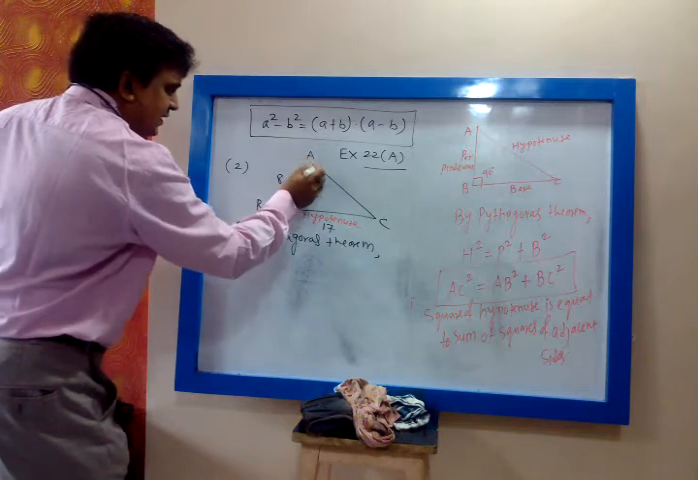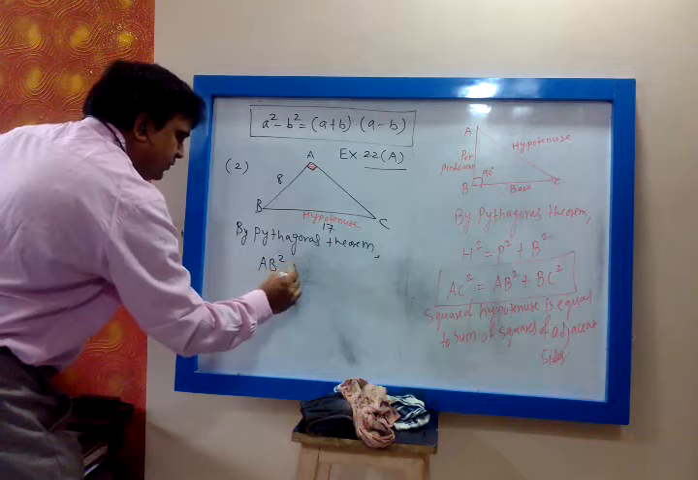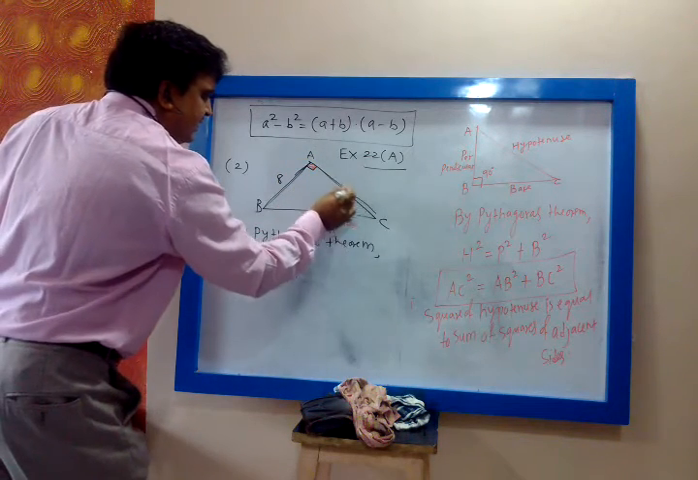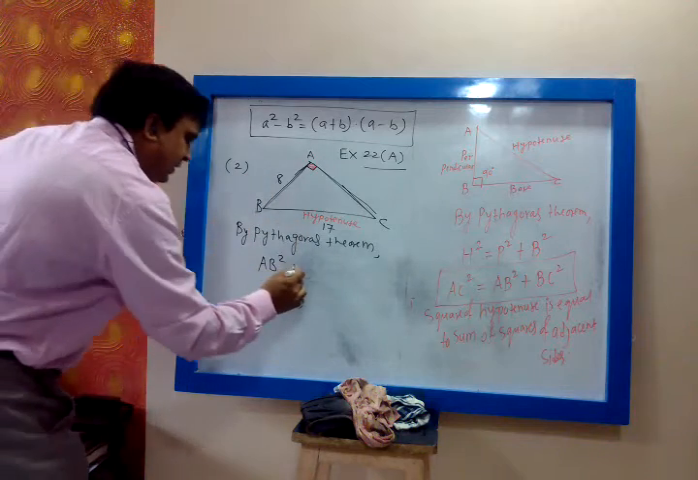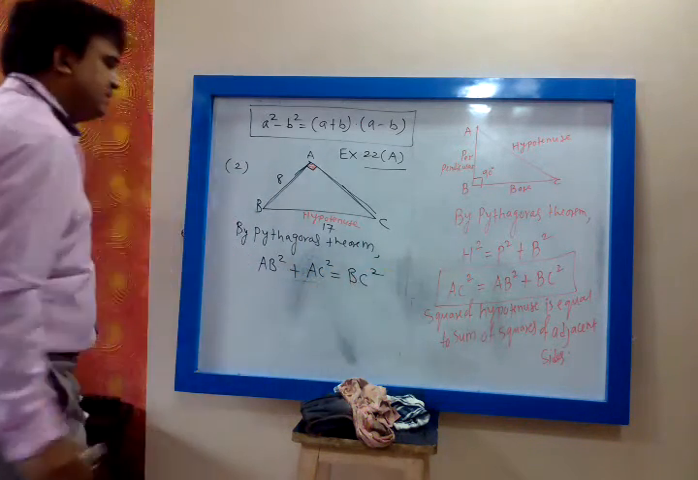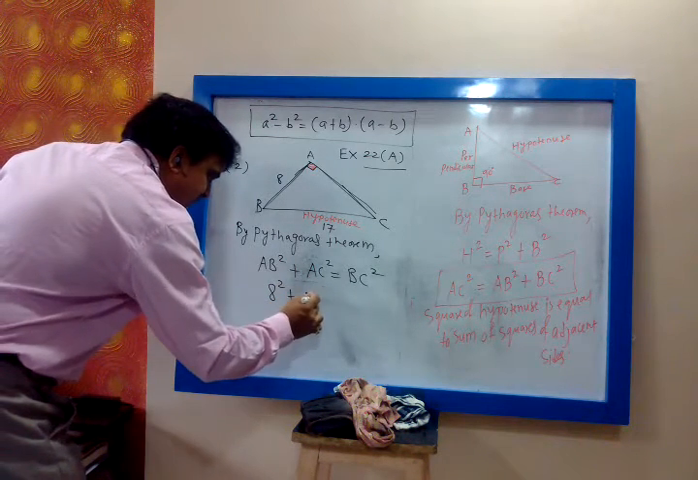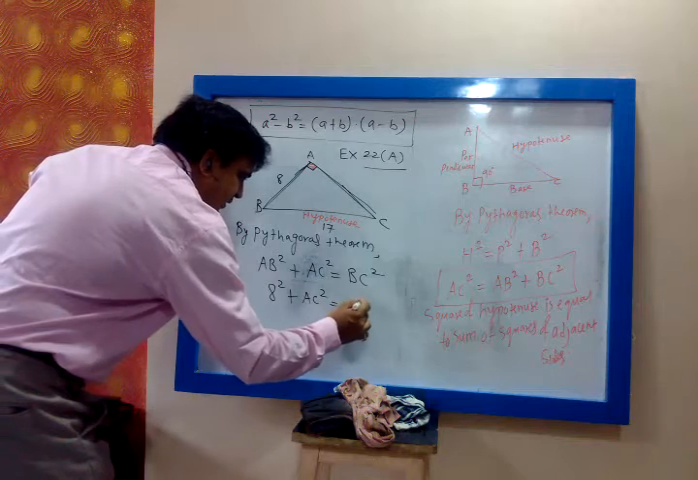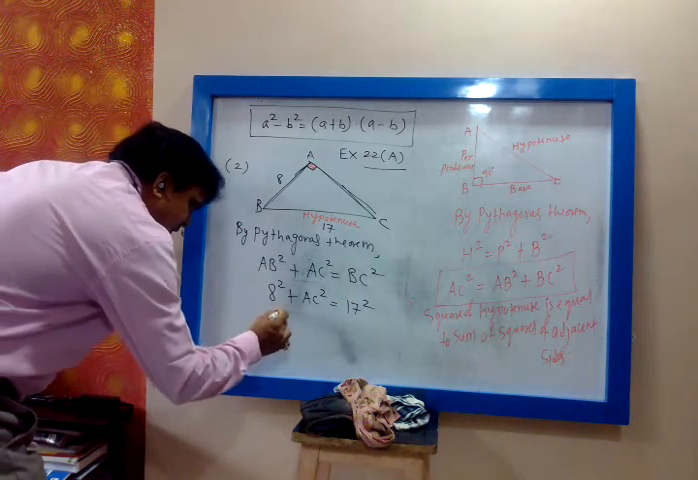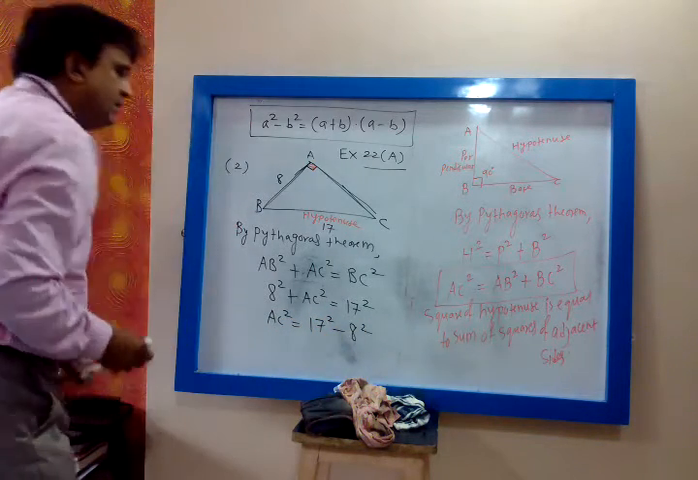So AB square plus AC square is BC square. These are the adjacent side, no? AB and AC, they are the adjacent side. So AB square plus AC square is equal to BC square. BC is my hypotenuse. AB is given 8, so 8 square plus AC square is equal to 17 square. Okay. So AC square is 17 square minus 8 square.